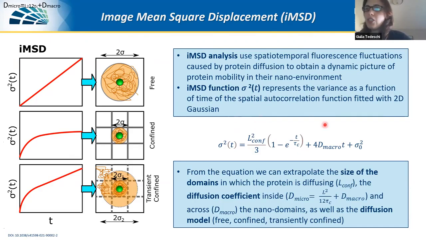In particular, from the equation, you can extrapolate different interesting parameters for the protein dynamics. For example, the size of the domains in which a protein is diffusing, the length of confinement, the diffusion coefficient inside these domains, the micro, and across the domains, the macro, and also the mode of diffusion. Here we can see a schematic representation of the free mode of diffusion, where the protein can go anywhere, the confined mode, where there are strong domains, or the transiently confined mode.